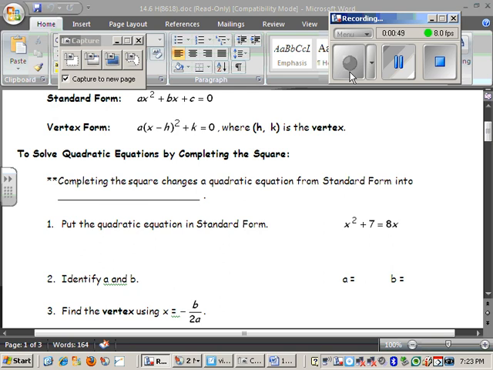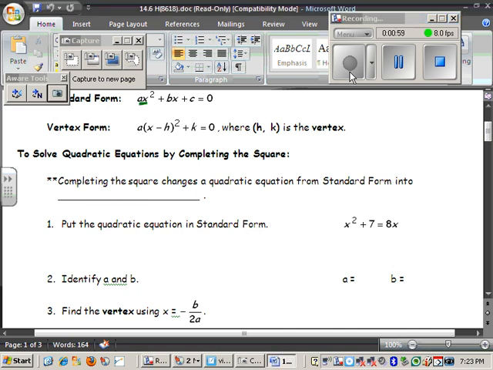Before we begin talking about vertex form, I want to take a second and review standard form. As you recall, equations that are in standard form have the x squared, the quadratic part of your equation, first, with the a value being the coefficient of the x squared. That's followed by the bx, b being the coefficient of x, and the c value, which is the constant of the quadratic equation.